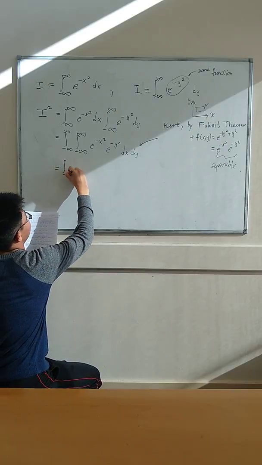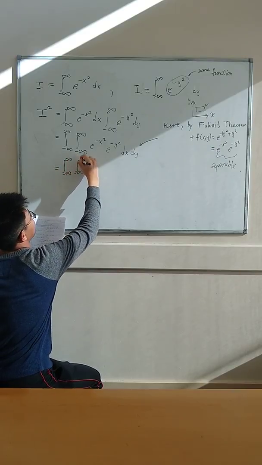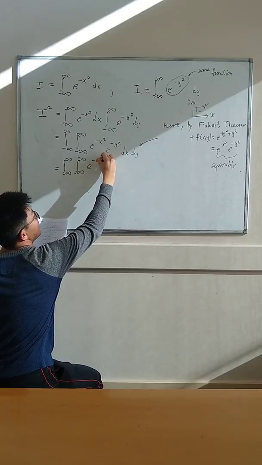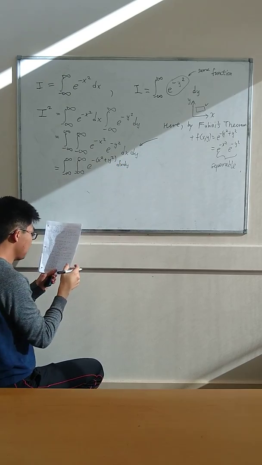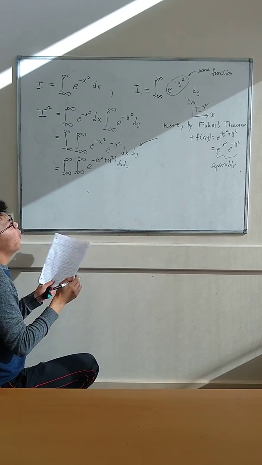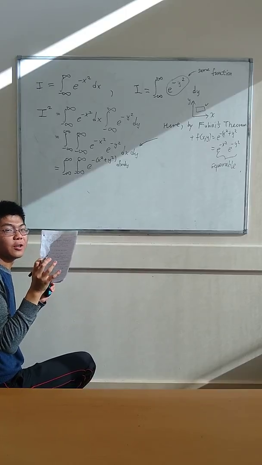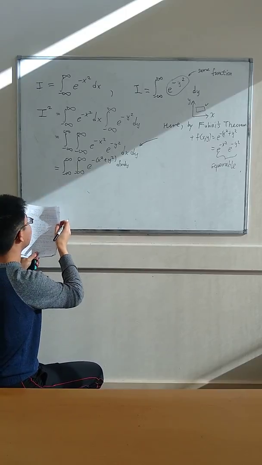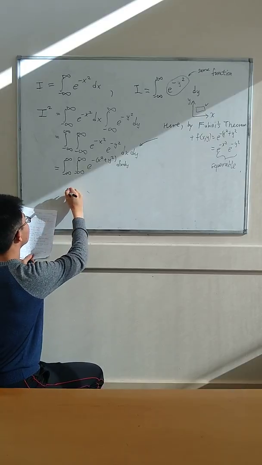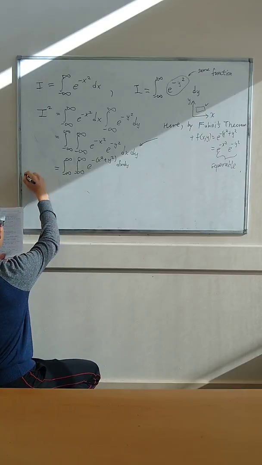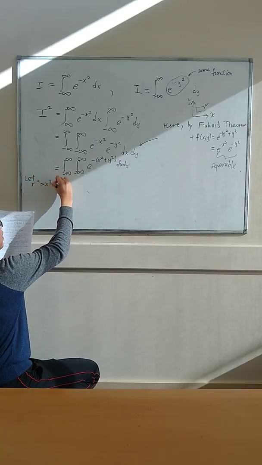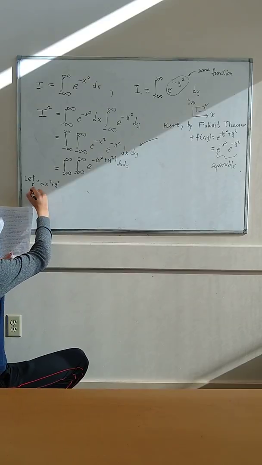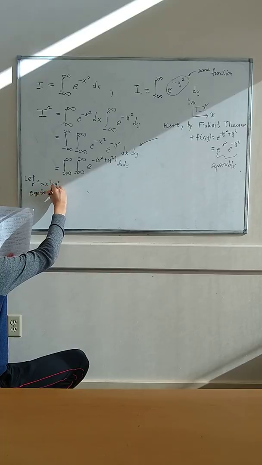Now, I'm going to combine them together to write it as e to the negative (x squared plus y squared) dx dy. What I'm going to do next is convert it to polar coordinates. So, I'm going to let r squared equal x squared plus y squared, and I'm going to let theta go from 0 to 2 pi.